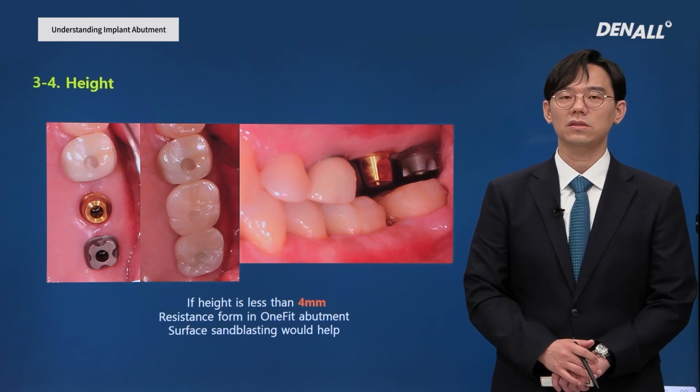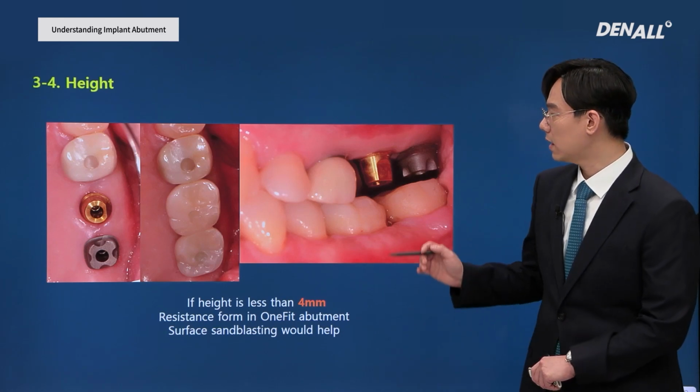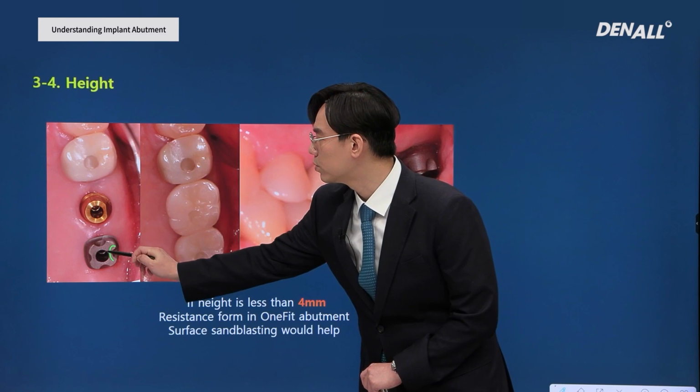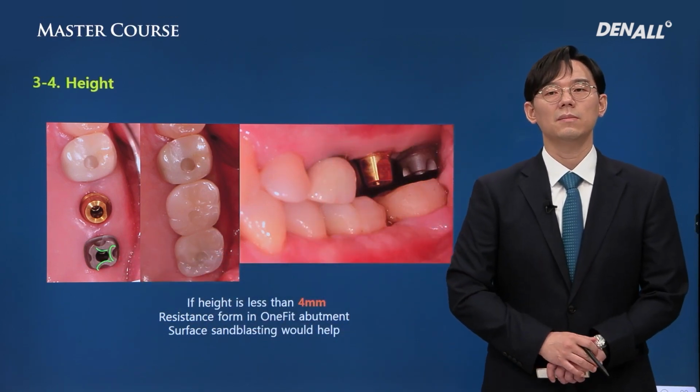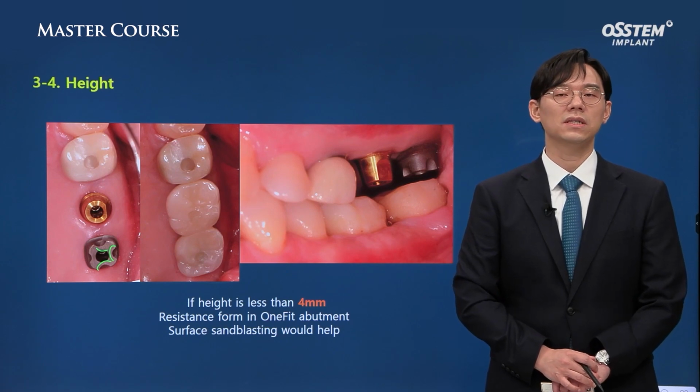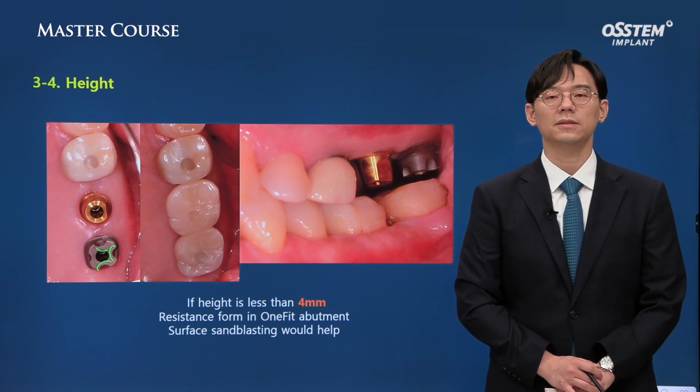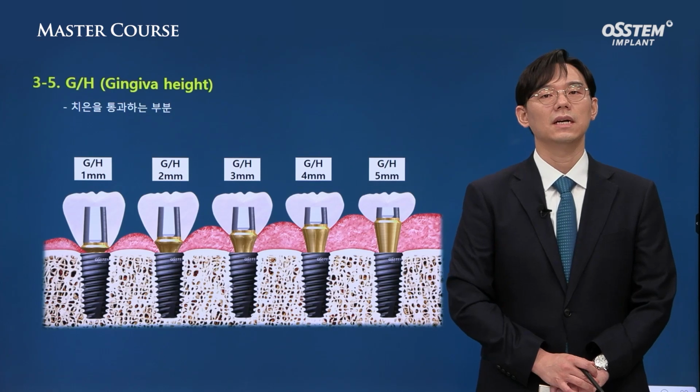If the abutment height is less than 3 mm, you need to use a custom abutment and you need to form a box or groove to avoid abutment failure. Before prosthesis setting, you need to do sandblasting on the surface to increase roughness.